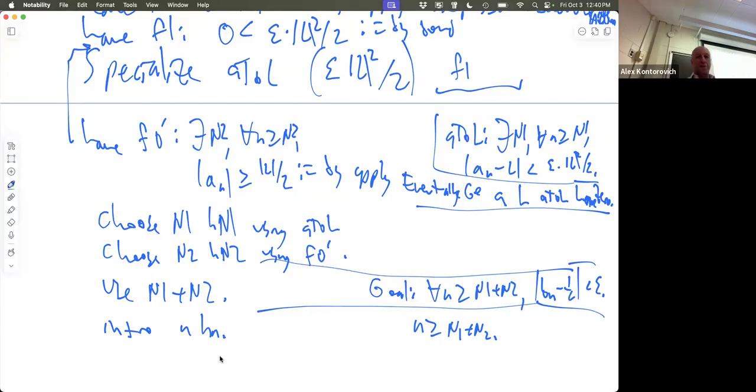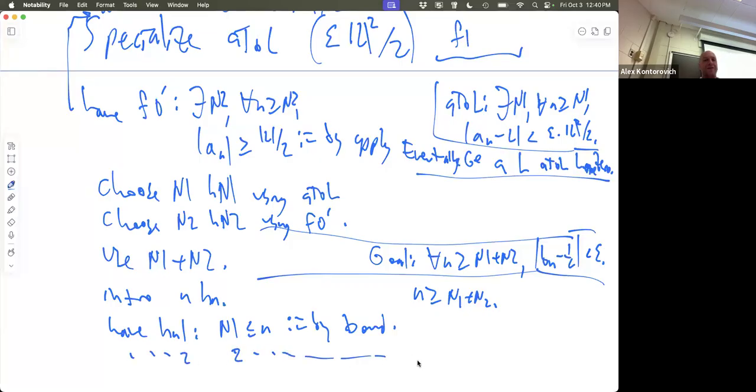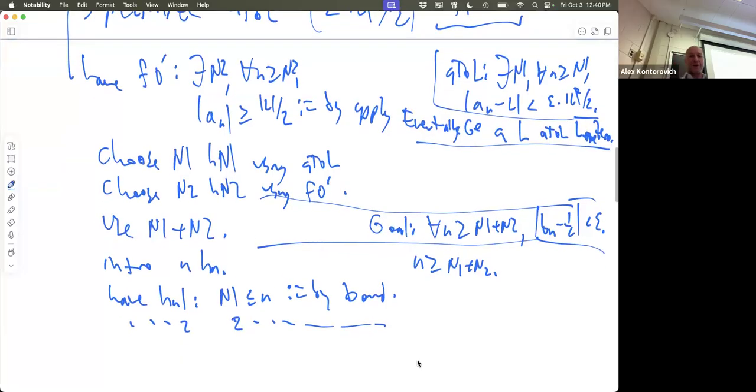Okay, so now let's do exactly what Brandon suggested. Let's call this have h little n1 maybe is a good name for it, that n is at least n1, that's by bound. And hn2 is that n2 is also a lower bound for n. And now we can specialize A to L even further. Oh, sorry, it's no longer called A to L, it's now called hn1.